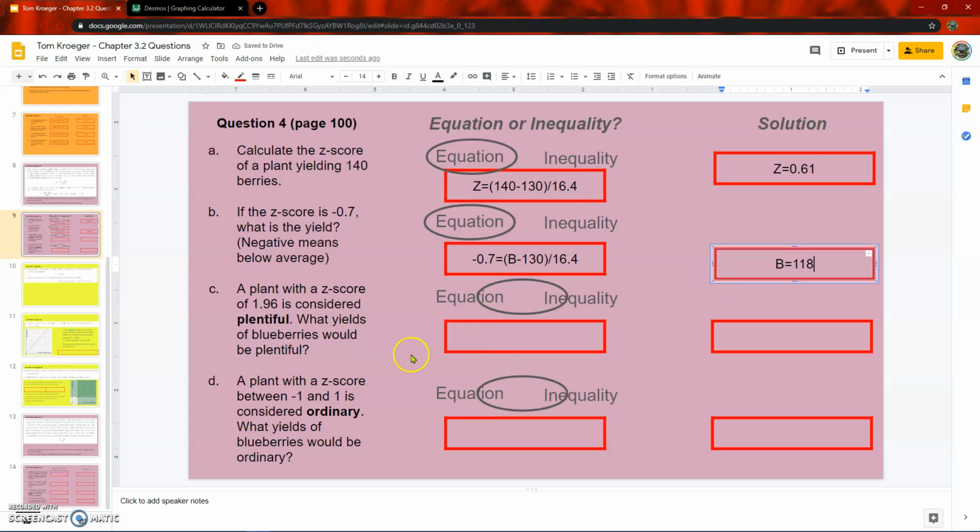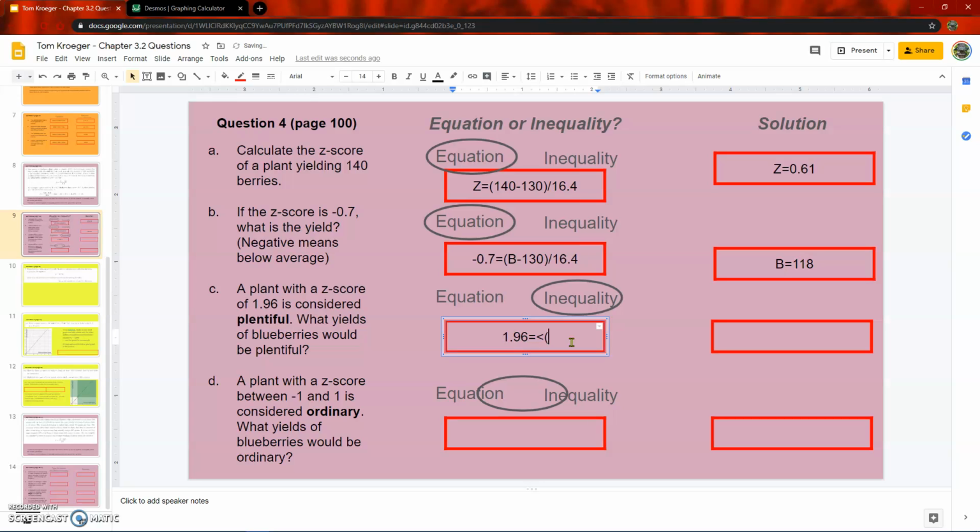All right. Question C. A plant with a z-score of 1.96 is considered plentiful. What yields of blueberries will be considered plentiful? Now this says yields, which means more than one. And that tells me that we could have more than one answer, which means it's an inequality. All right. So z-score would be 1.96, right? And we need the number of berries to be equal to that, or maybe more, right? Or greater, right? So this has to be equal to or greater.